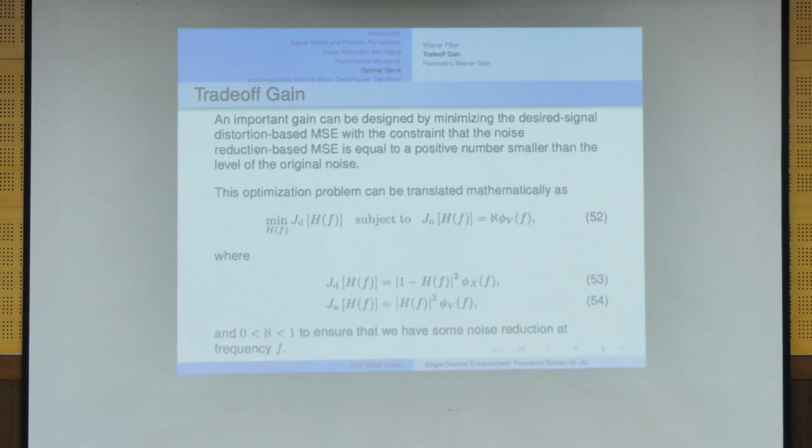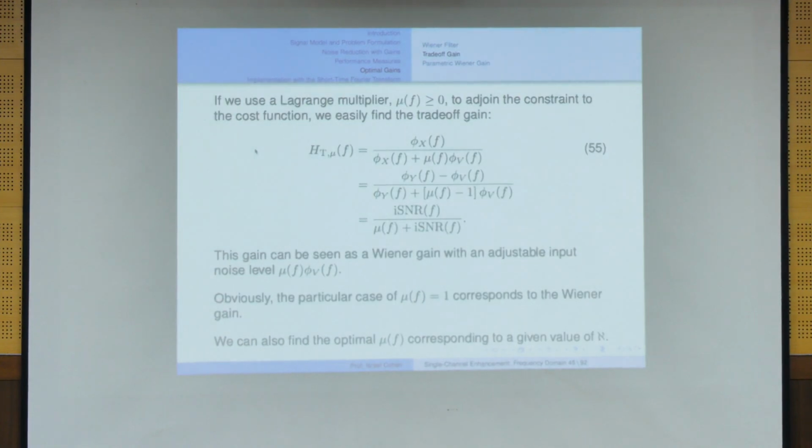So to solve this problem, we can use a Lagrange multiplier and choose it such that the constraint is satisfied. Or we can keep the Lagrange multiplier constant and play with that. We can keep it constant for all frequencies, or we can change this Lagrange multiplier for each frequency, whatever you like, so that this constraint or requirement will be satisfied. And so here we get, you see, it's equivalent to multiplying the variance of V with the parameter mu.